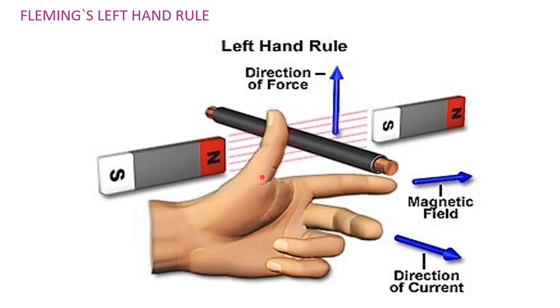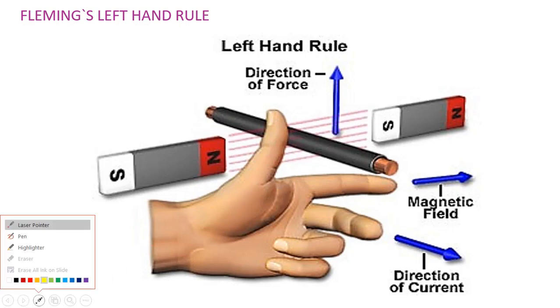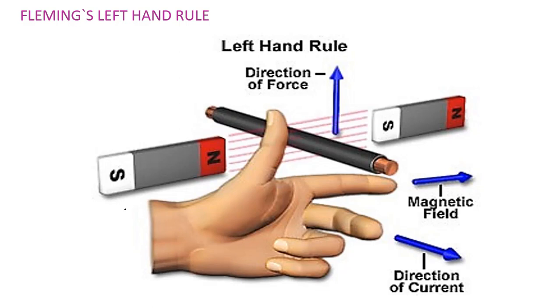According to that, if we stretch our left hand in such a way that the thumb, the index finger and the middle finger are all perpendicular to each other, remember that all three are perpendicular to each other, then if the index finger shows the direction of magnetic field, and the middle finger shows the direction of electric current, then the thumb will show the direction of force.